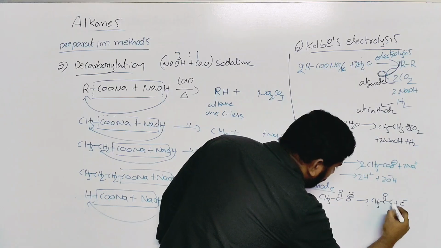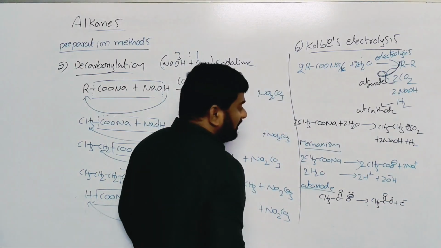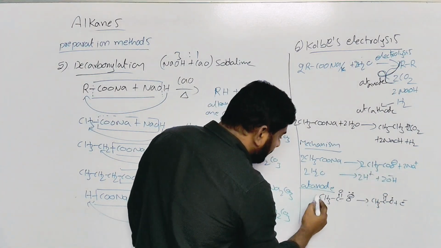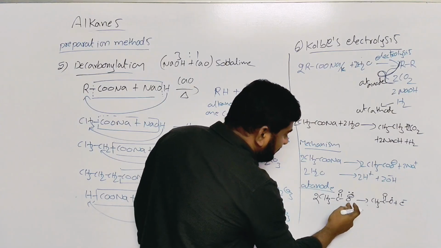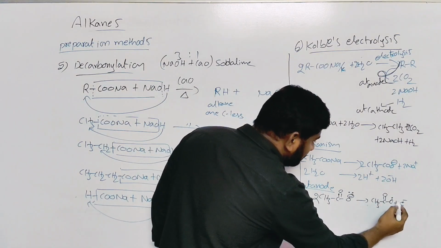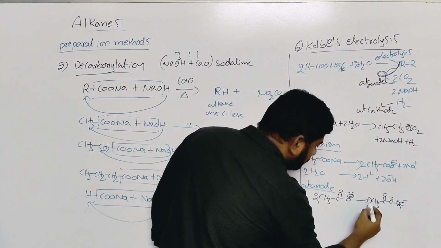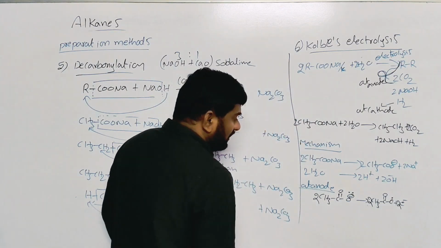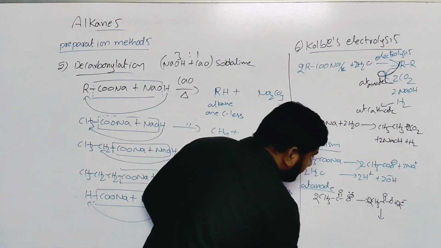Then what do we get? CH3COO dot. Here we have 2 ions. If you take 2 acetate ions, 1 acetate ion loses 1 electron, so 2 acetate ions lose 2 electrons. So 2 free radicals are obtained.